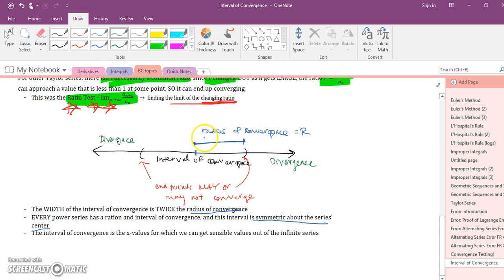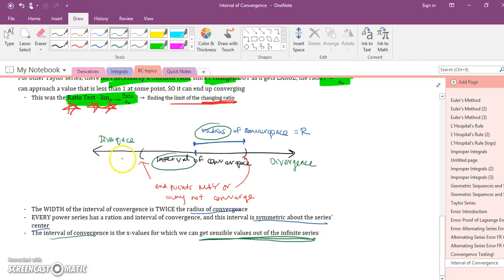Divergence. So again, the two main terms you need to know here are the radius of convergence, which is from the center to the edge, and the interval of convergence. The interval of convergence is twice the radius of convergence, kind of like the diameter is twice the radius. So within the interval of convergence, these are the x values where we can get sensible values out of the infinite series. Anything outside isn't close.